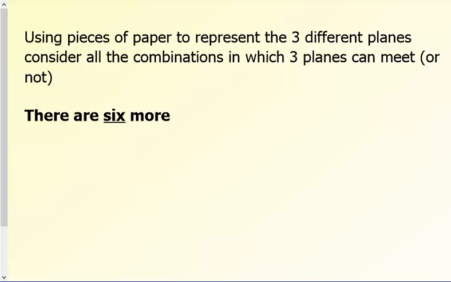Now, what I would like you to do is take 3 pieces of paper and try and find all 6 of these other possibilities. So we've done the first one, 3 planes meet at a point. There are 6 more. I'd like you to try and find the 6 others, and I'll give you a clue here that there are 4 where there are no solutions at all, and there are 2 where there are an infinite number of solutions. So pause the video now, get your paper out, and try and find those and to describe them. And I'll come back with the solutions in a minute.